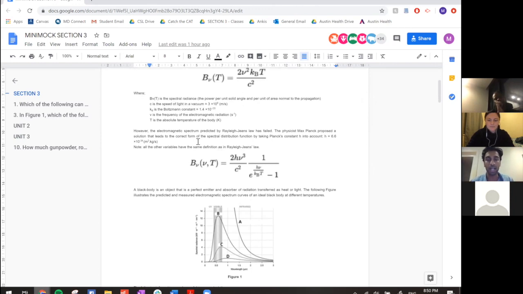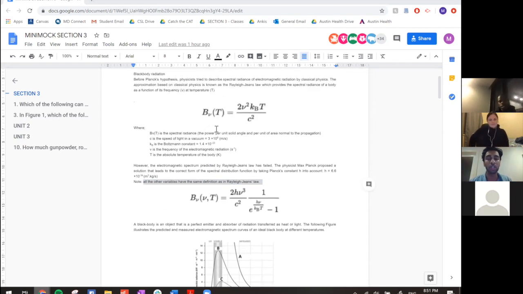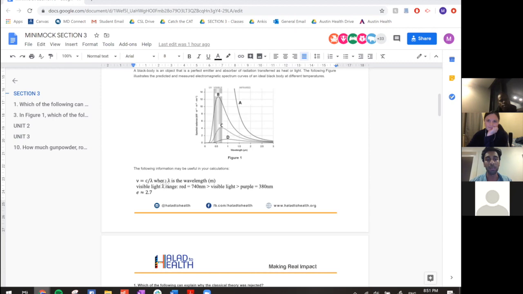And then we see here that the electromagnetic spectrum predicted by Rayleigh-Jean's law has failed. And then Max Planck has proposed a new kind of formula, which is shown here, which revises Rayleigh-Jean's law. So importantly, it's mentioned that all the other variables have the same definition as in Rayleigh-Jean's law. So a lot of the aspects of Rayleigh-Jean's law can be transferred over to Planck's constant. So with that in mind, we can proceed further to look at this visual diagram. And it's mentioning this idea of UV visible spectrums and infrared. And then finally, we have a few extra formulas.